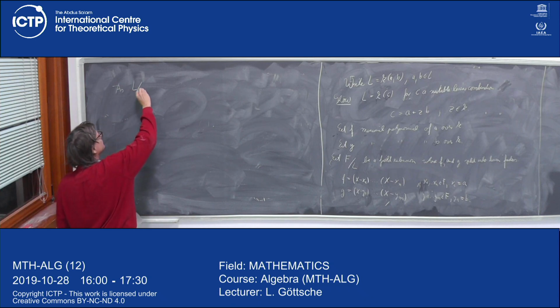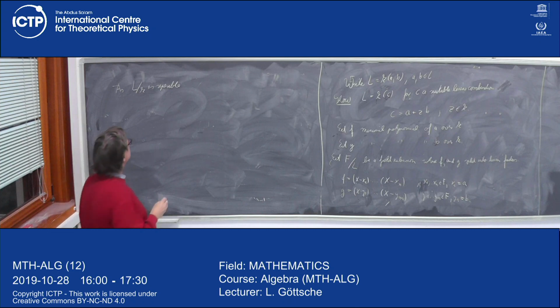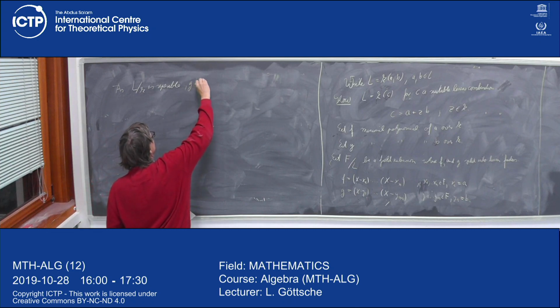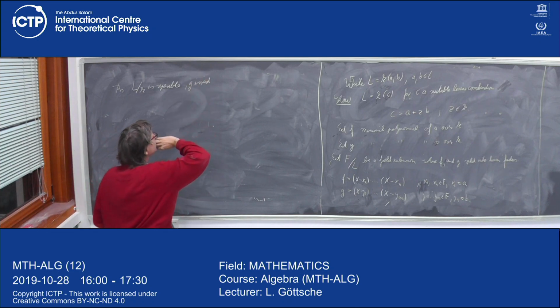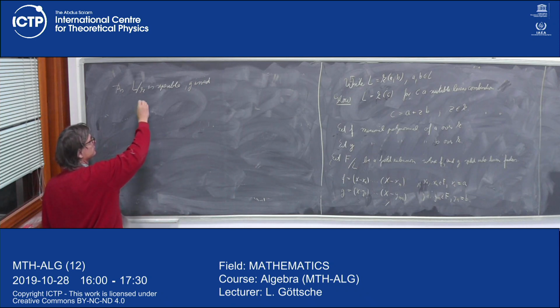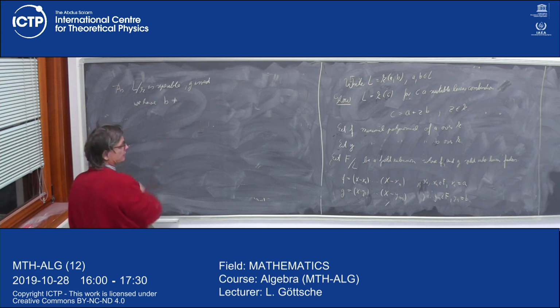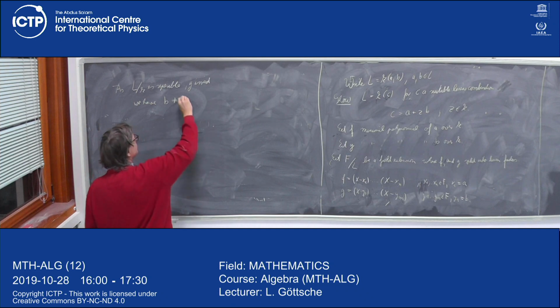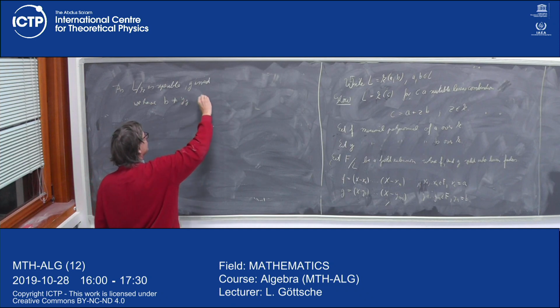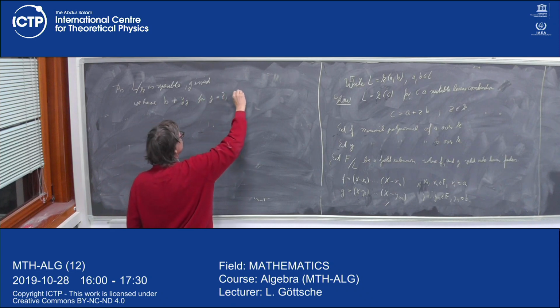L over K separable, and g irreducible over K. With A, we have B, and B is different from yj for j from 2 to m.